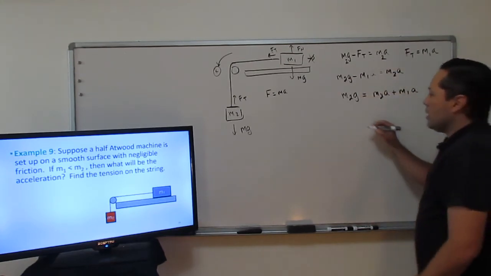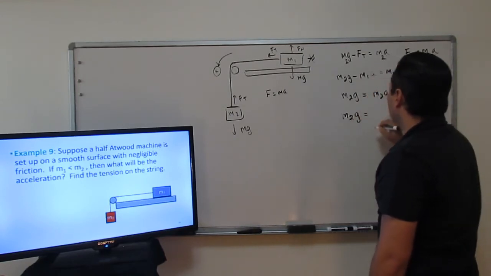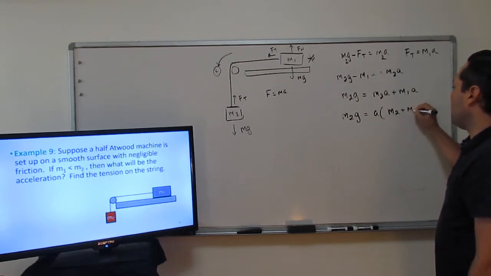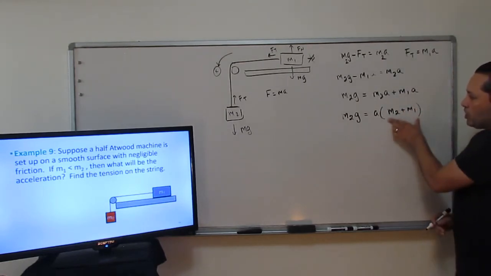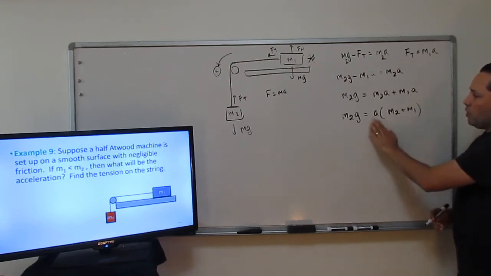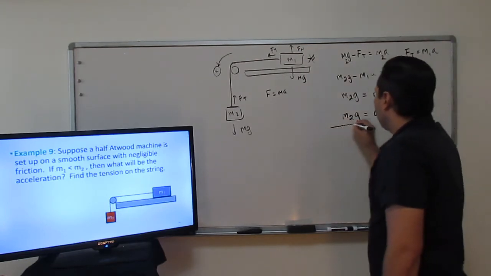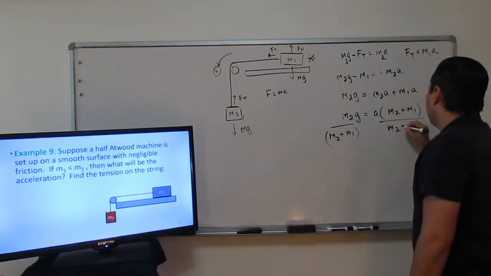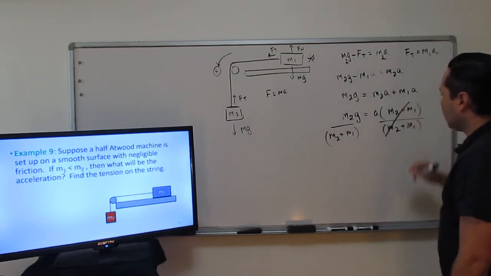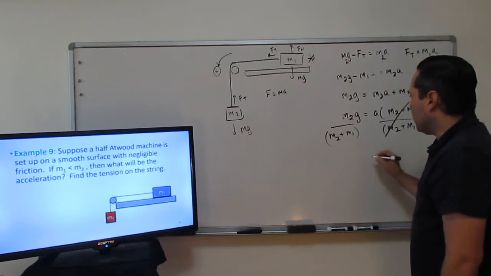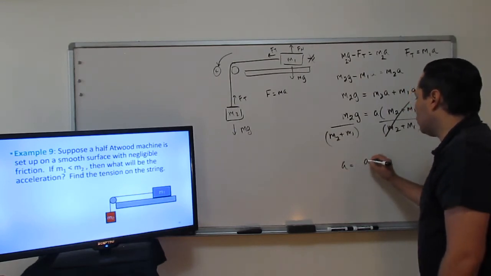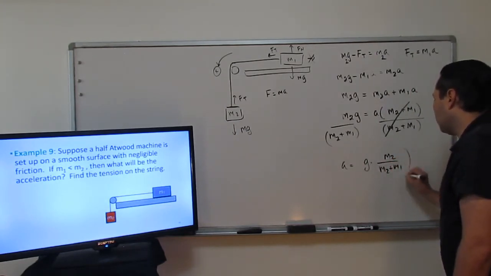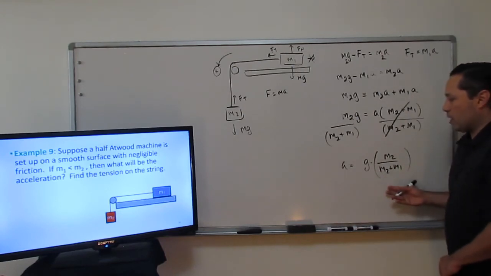I'm going to factor out the a. m2 times g is equal to a times m2 plus m1. After that final step, I just divide by m2 plus m1 so I can isolate the a. And there you have it, that cancels out. Now I can isolate the a. I'm going to rewrite it slightly, so a is equal to g times m2 over m2 plus m1. That will be our answer for the acceleration.